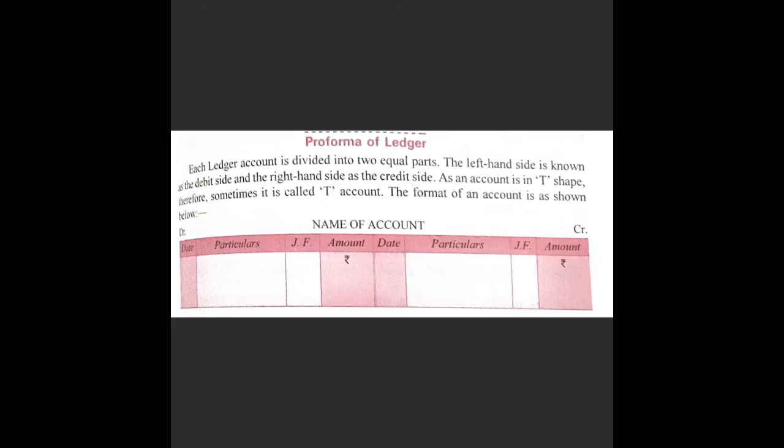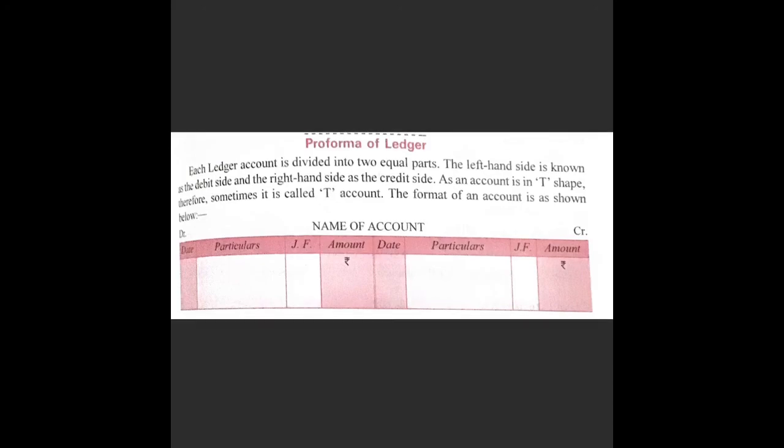Let's see the format or proforma of a ledger. Each ledger is divided into two equal parts. The left hand side is known as the debit side, and the right hand side is known as the credit side. It's a T shape, and the format of an account is this. First of all, this is debit, and from here credit will start.